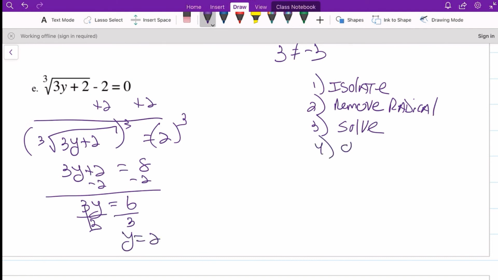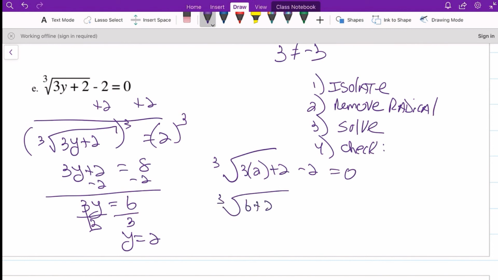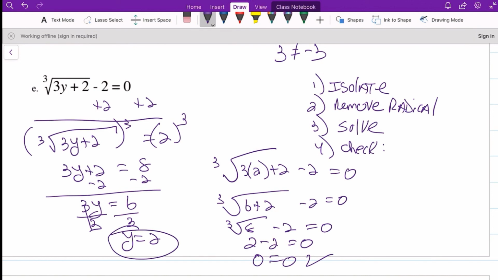And then the last step, just do a little check to make sure nothing went wrong in our process. So let's substitute the 2 in. We have the cube root of 3 times 2 plus 2 minus 2 equals 0. Well, 3 times 2 is 6 plus 2 minus 2 equals 0. And then we have the cube root of 8 minus 2 equals 0. Cube root of 8 is 2, minus 2 equals 0. We wind up having 0 equals 0, and that in fact works. So that answer checks out.